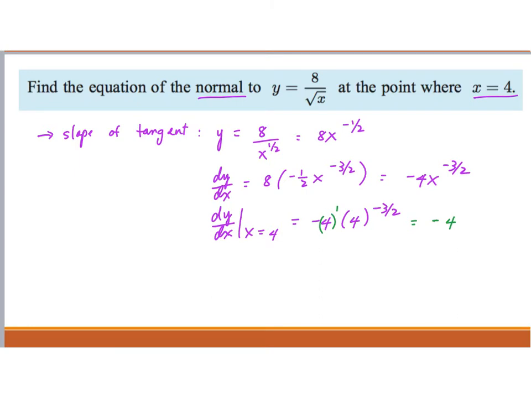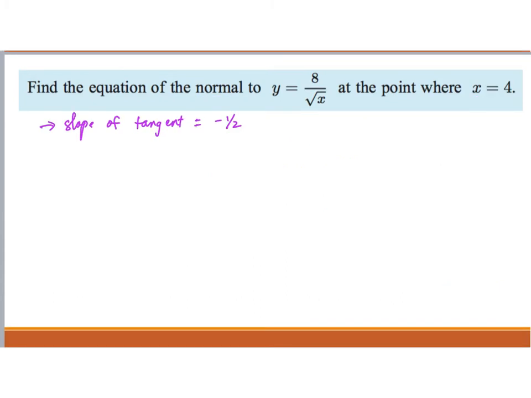1 plus negative 1.5 is just negative 1/2, which is negative 4 over, that's negative 1 over 4 to the 1/2, or negative 1 over root 4, which is just negative 1/2. So if the slope of the tangent is negative 1/2, then the slope of the normal is just the negative reciprocal of that, which is just positive 2.